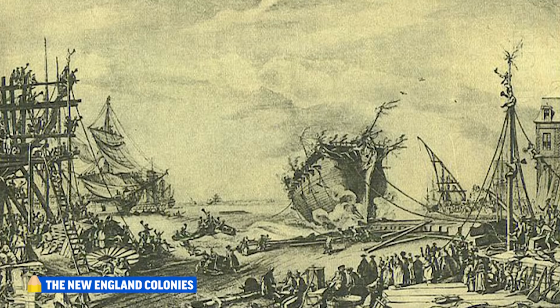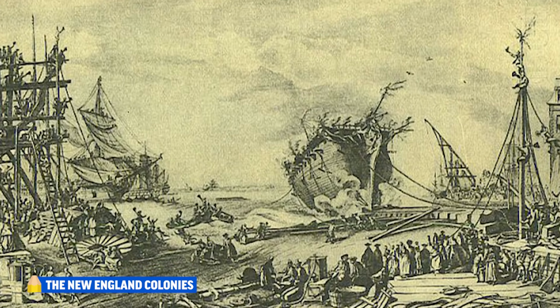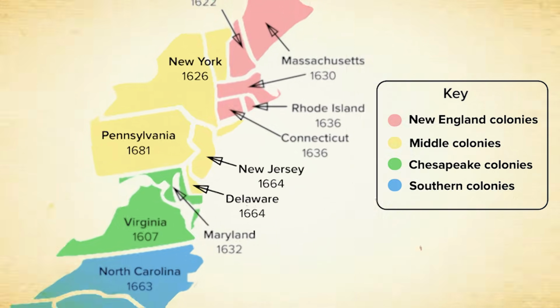And due to harsh winters and poor soil, New England was not ideal for large-scale farming. Instead, the economy was centered around local lumber, which was used in sawmills and shipbuilding. This also helped them develop large port cities like Boston. Let's move on to the middle colonies.